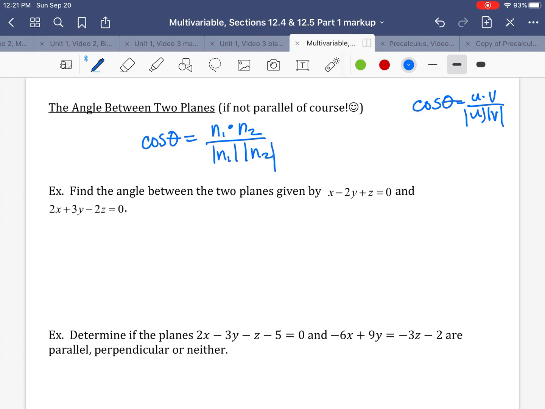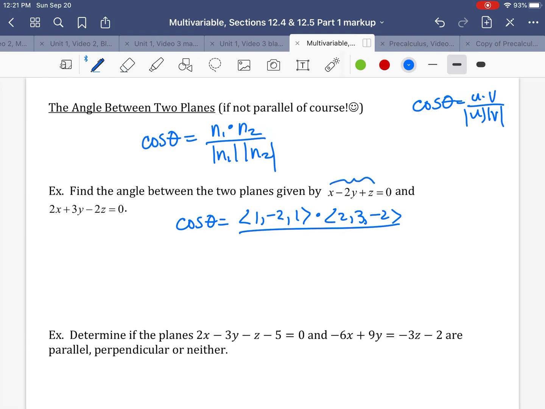All right, so we're going to do that down here. Down here I have cosine theta equals the dot product of my 1, negative 2, 1 from the first plane, and 2, 3, negative 2 from the second one. Then on the bottom I do the magnitude of each one.